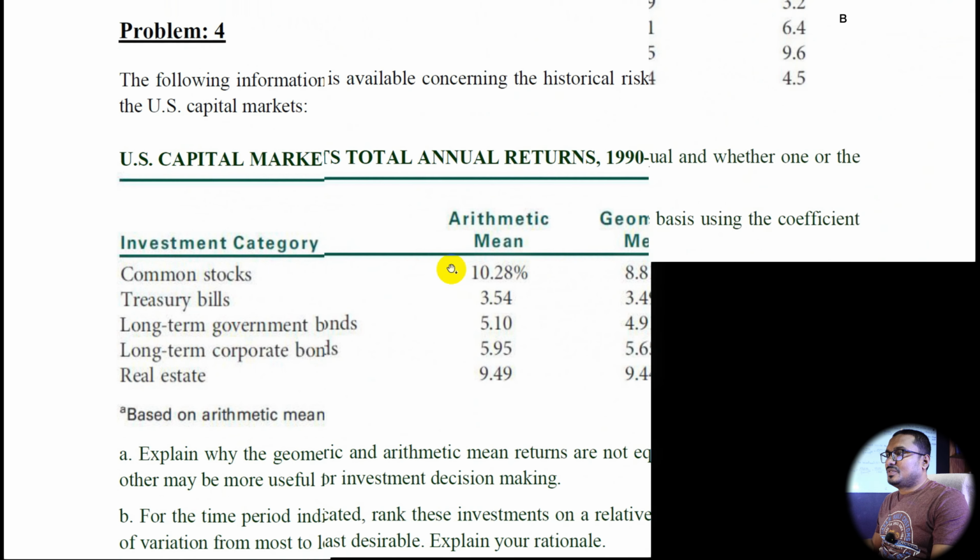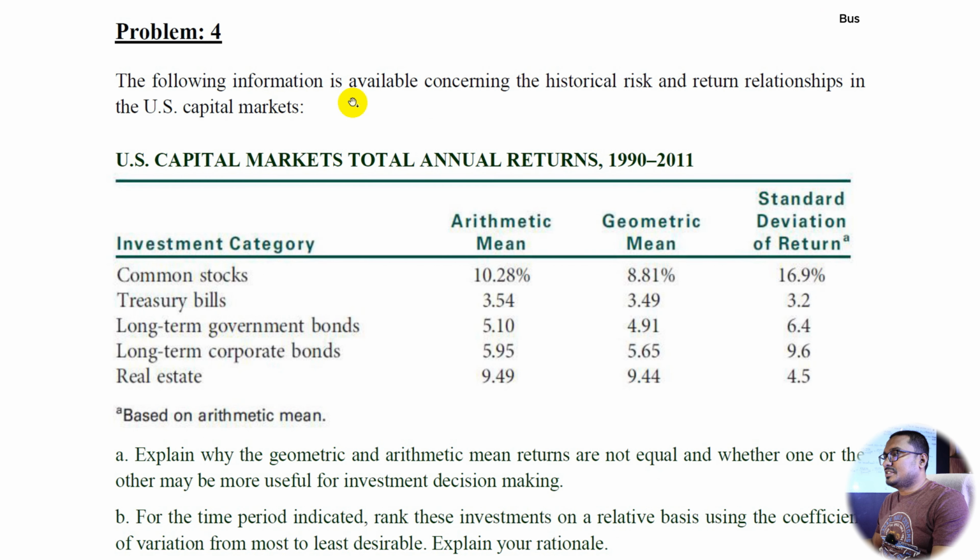Now, problem number 4. We can see the following information is available concerning the historical risk and return relationships in the US capital market. In our table, we can see the US capital market's total annual returns, 1990 to 2011. Here, investment categories: common stocks, treasury bills, long-term government bonds, long-term corporate bonds, real estate.